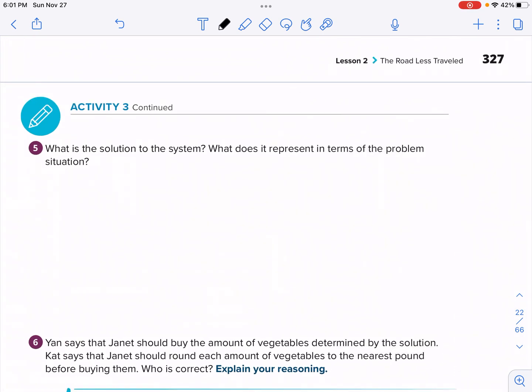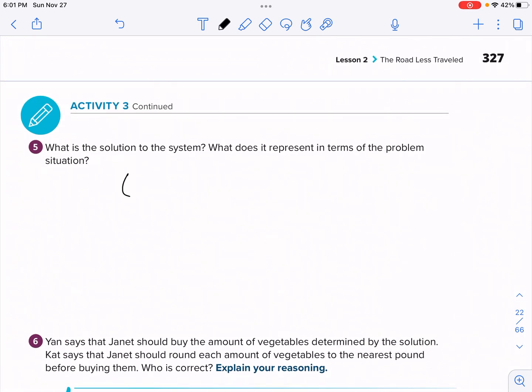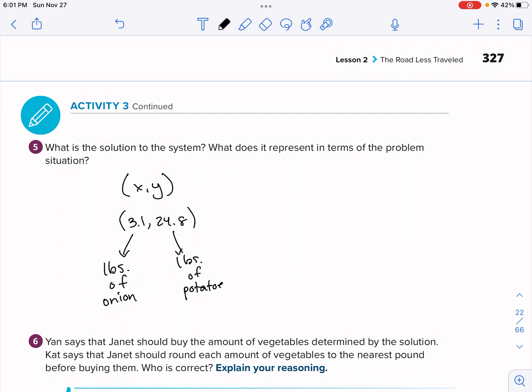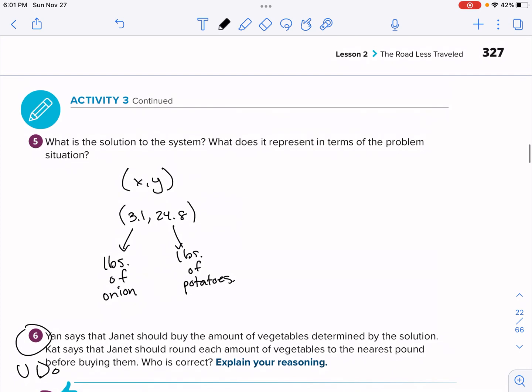What is the solution to the system? The solution as an ordered pair, since it's x comma y, is 3.1 comma 24.8. What does it represent? This is pounds of onions, and this is pounds of potatoes. All right, and then number 6. You're welcome to complete this for a you do, but we're going to end it there.